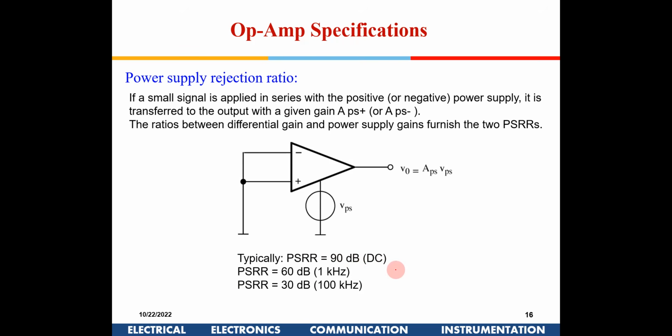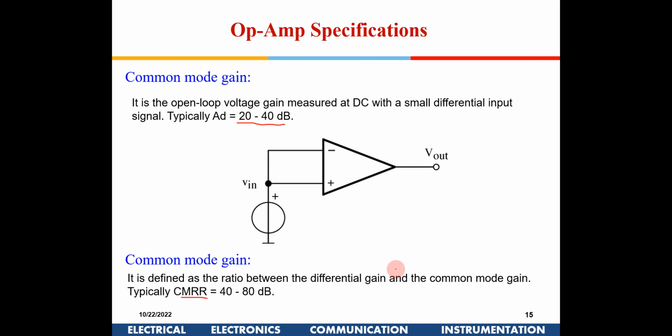Sir, why so much common mode gain for an op-amp? Because when we did the analysis, if you see there, the current sources and all are not ideal, right? So they will generate common mode gains also. So that will be there.